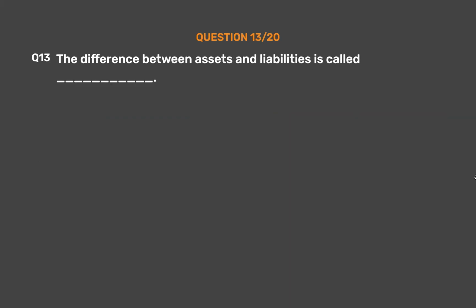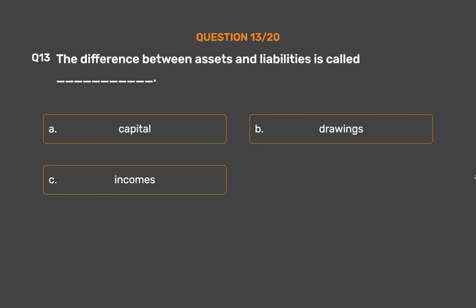The difference between assets and liabilities is called underscore. Option A. Capital. Option B. Drawings. Option C. Incomes. Option D. Expenses.